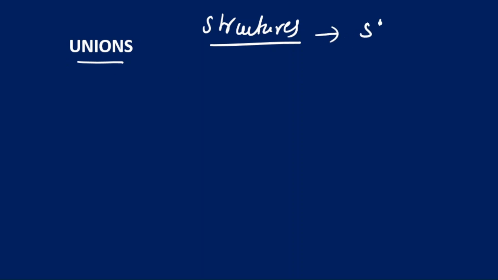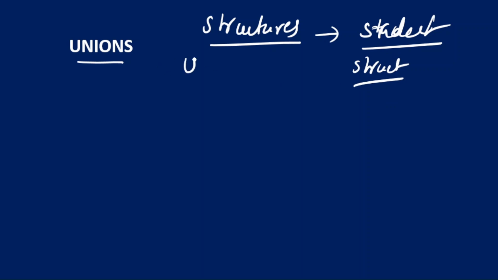Now, let us start the new topic, unions in C. Before moving on to unions, let us have a discussion on the previous topic, structures. We have defined that a structure is the user-defined data type that can store more than one data member of different type, that we have already discussed. And we know that a structure is created by using the keyword struct.